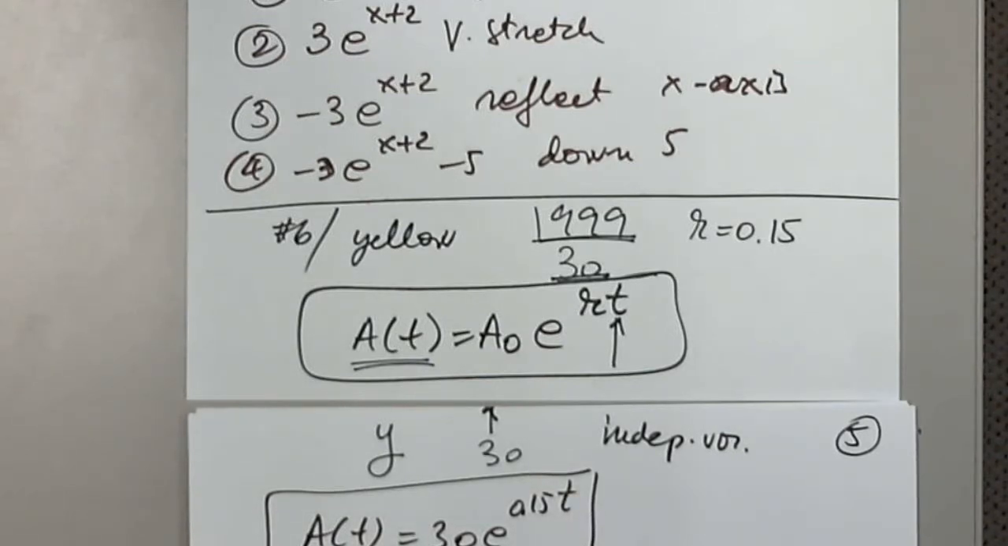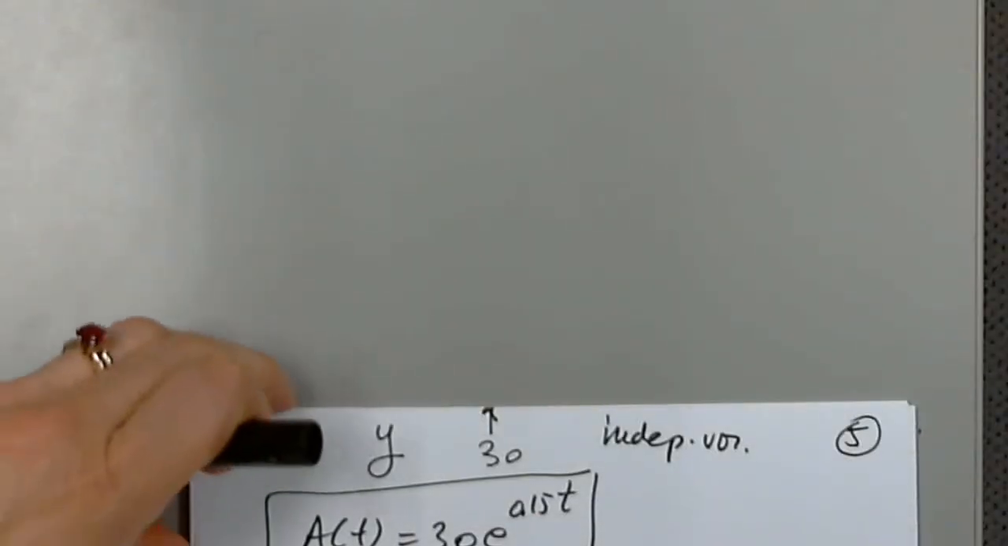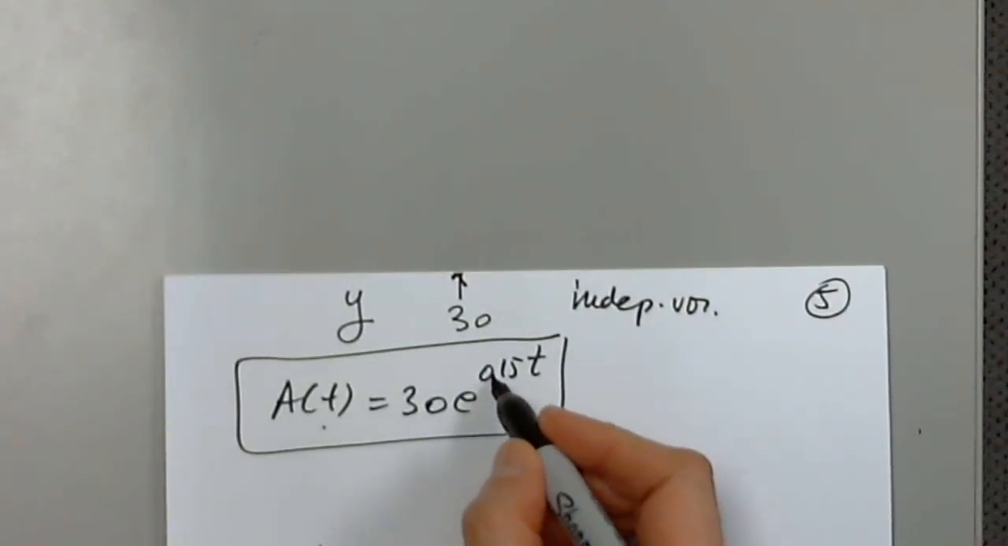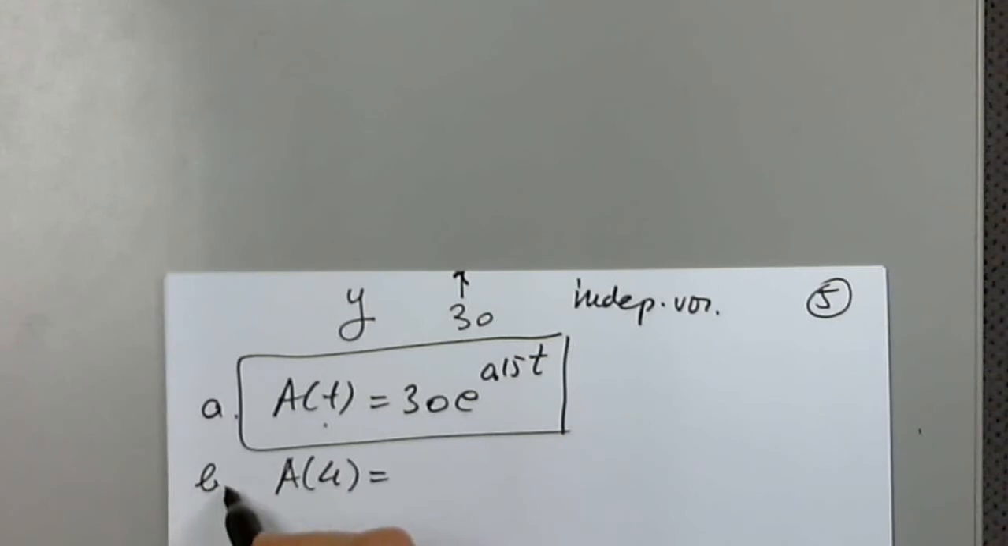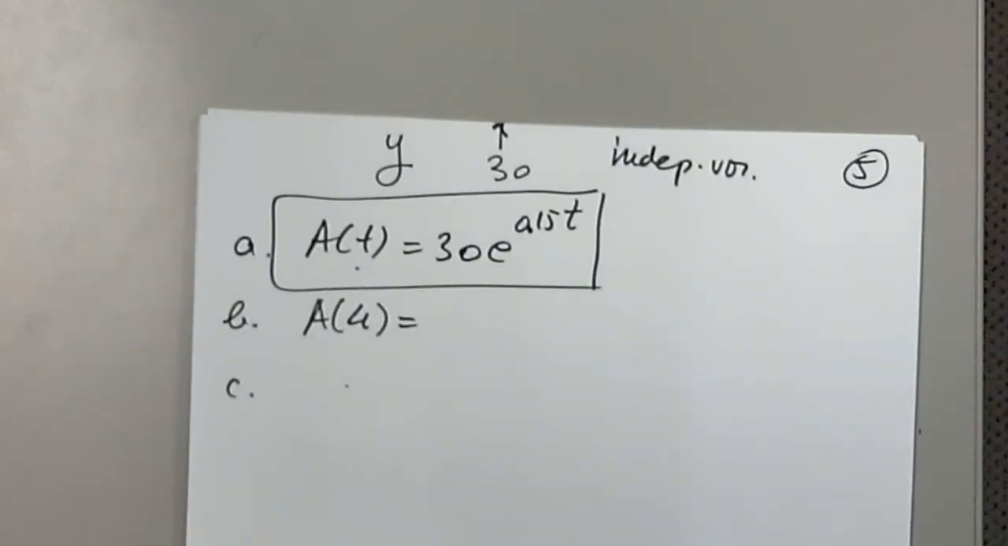In part B, we're asked to find the projected population after 4 years. How do I find the projected population, if the model still holds? A of 4. Yes, so I have to find A of 4. I will punch it in the calculator. And in part C, find the number of years required for the stray cat population to reach 500. So how will I address the third question? What do I have to write?